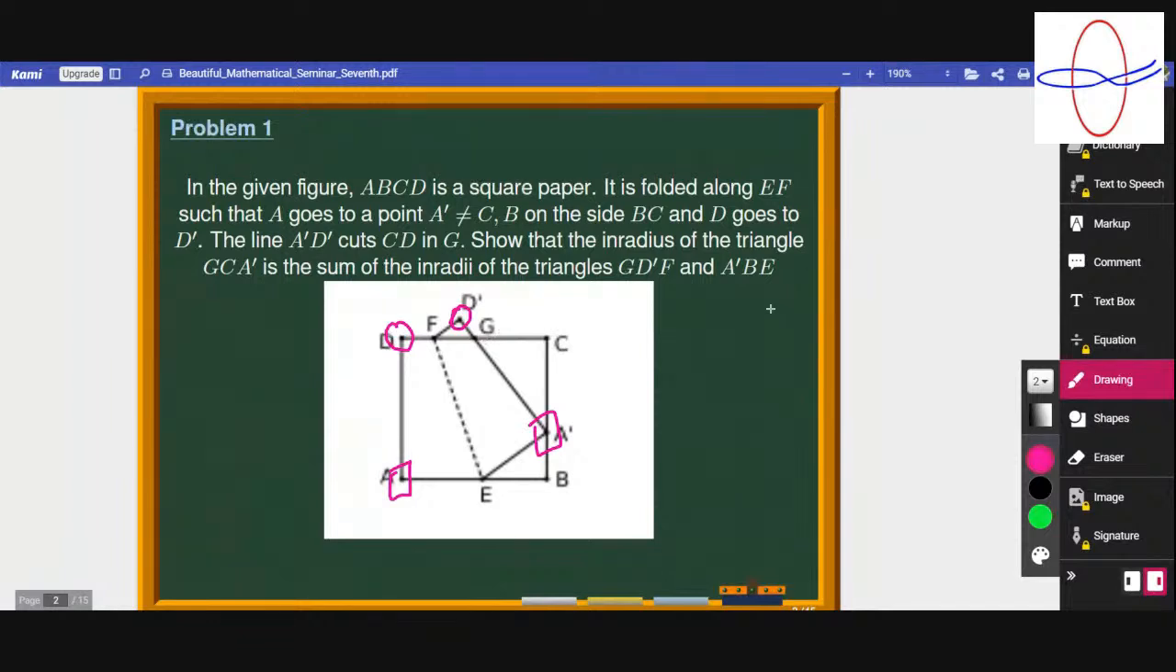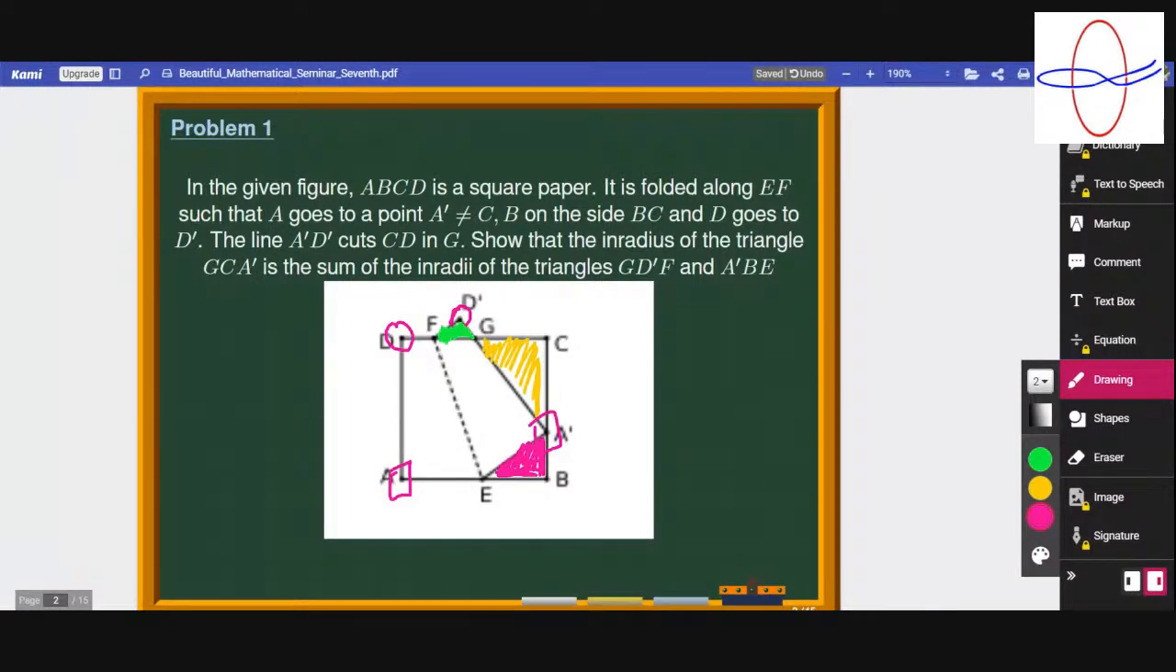Show that the in-radius of the triangle CGA dash is equal to the in-radius of this one plus the in-radius of this one. This is what you have to prove. It's in-radius.